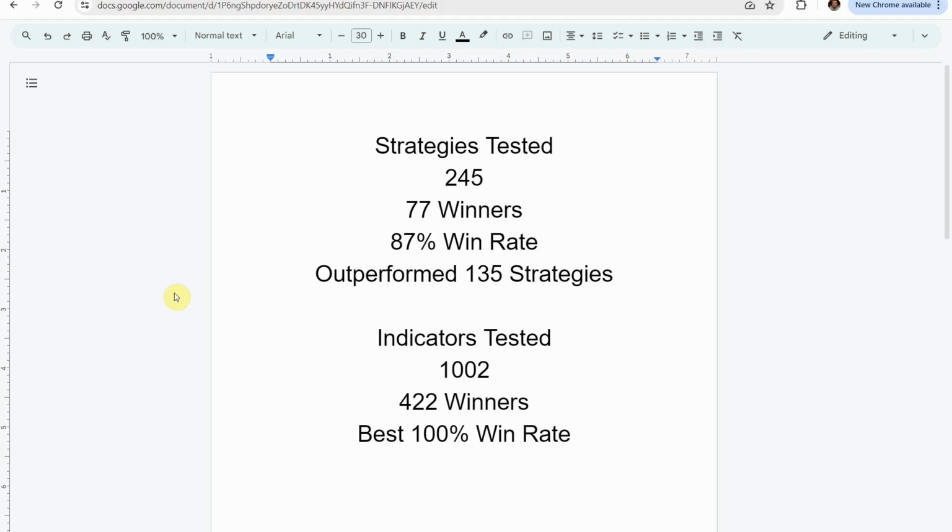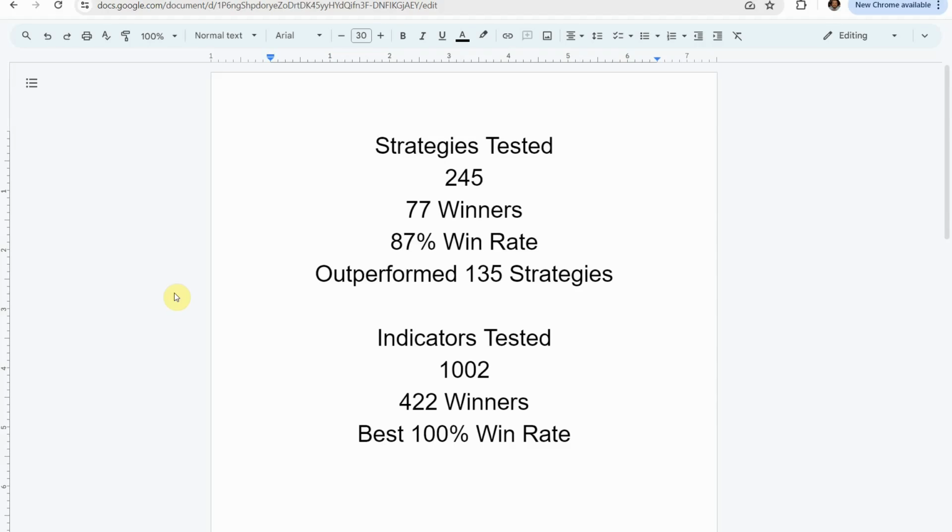Alright, as I said, today we will be testing a 5-minute crypto scalping strategy. Before we do though, I wanted to put the testing scoreboard up for everyone to see. So to date, we have tested a total of 245 different strategies, with 77 of them being winners. The best one so far was able to achieve an 87% win rate. That was achieved using the Academy of Forex indicator.